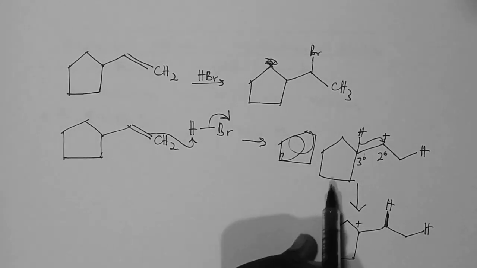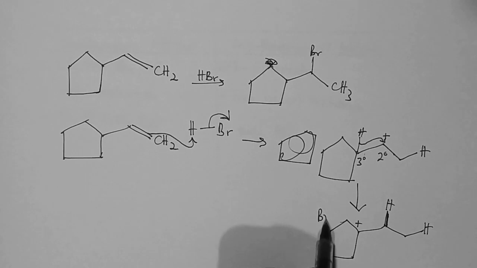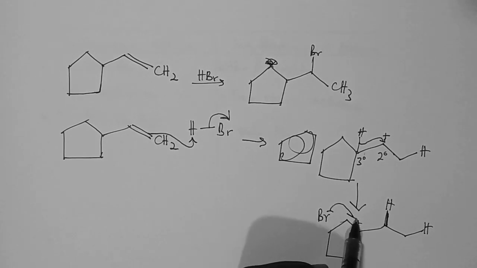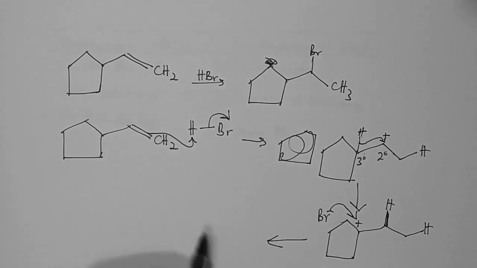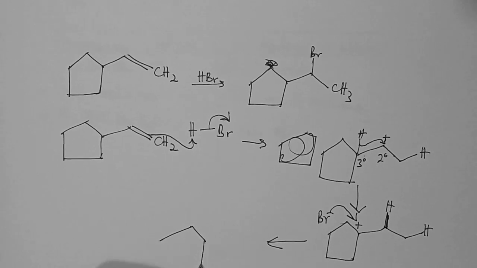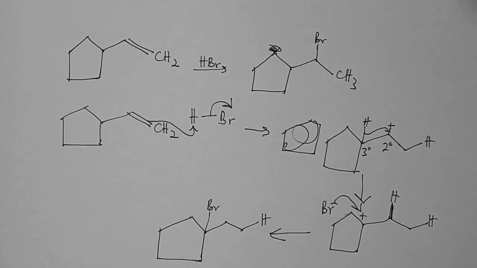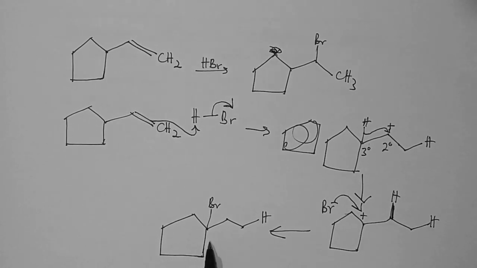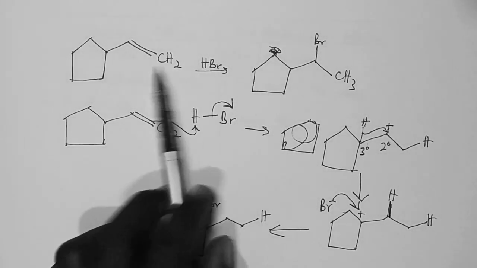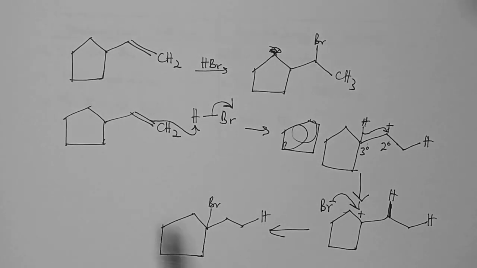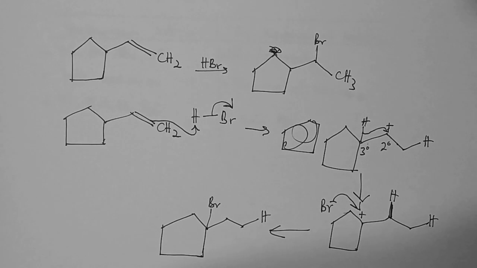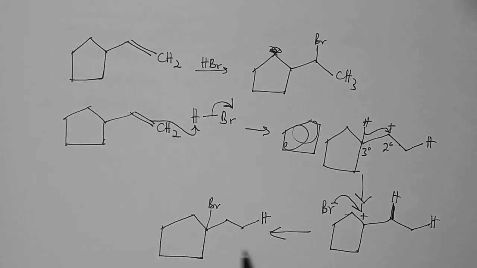So it is at this point that the Br minus will now attack that point to give this product. So in effect, this is the product that we are going to form from adding HBr. There is going to be a rearrangement reaction because the rearrangement reaction leads to stability.